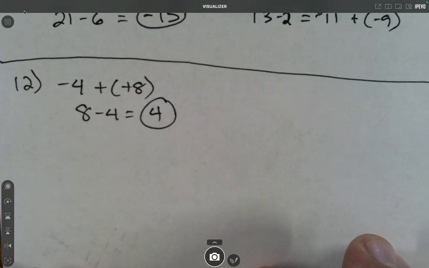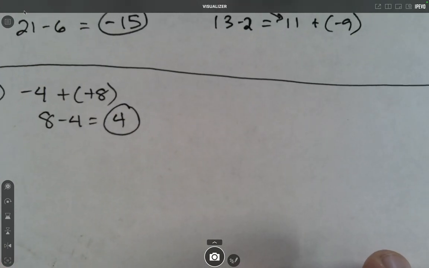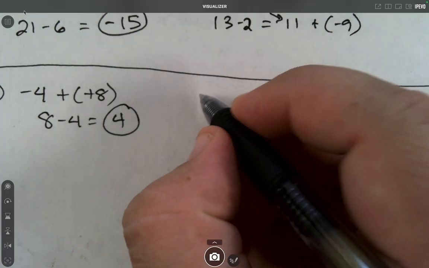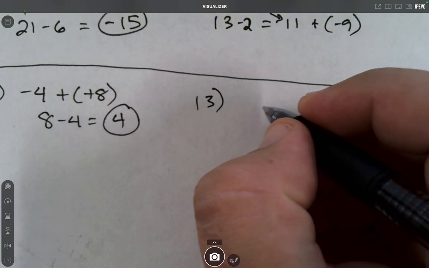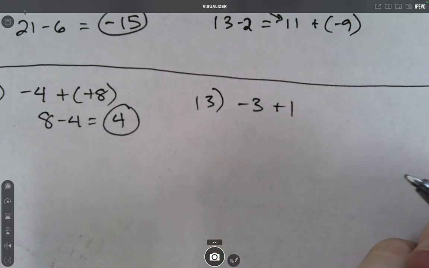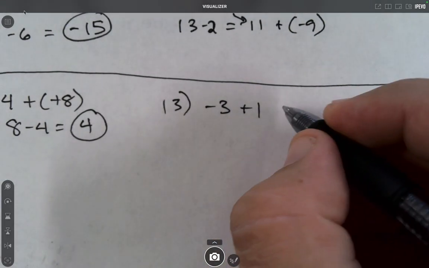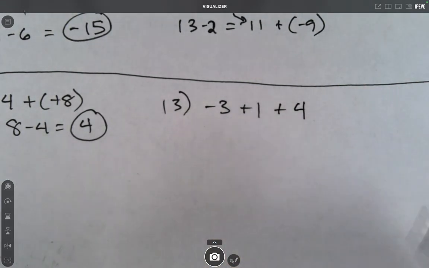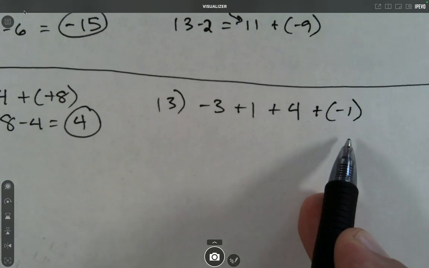Jack played in a 4-day golf tournament. His score at the end of each day is shown in the table. What is his final score at the end of the tournament? So I'm using the table in order. He had a -3 the first day, and then he had a +1 the second day, so I'm really adding a +1. He had a +4 the third day, so I'm adding a +4. Then he had a -1 the last day, so I'm going to add a -1. Because we're really adding all of his scores together.